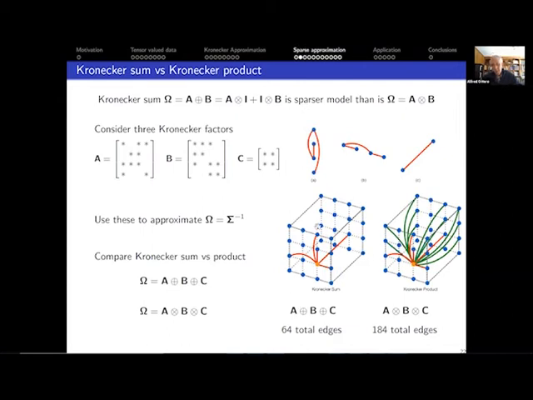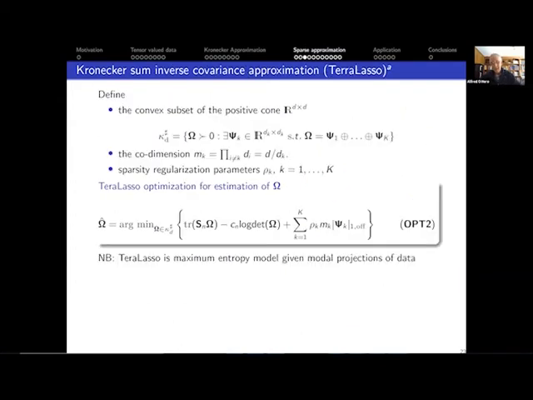Whereas in the Kronecker sum, you only get a summation of edges, and therefore there's better control over the sparsity for a given sparsity of the Kronecker factors. That's sort of the intuitive explanation. So how do we approach this problem from the point of view of an optimization? Well, we can state the optimization problem as OP2, which we call the Terra lasso optimization for tensor graphical lasso.